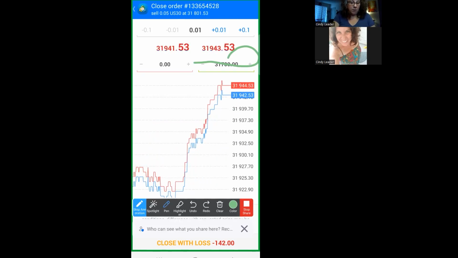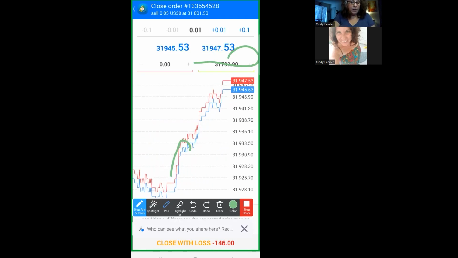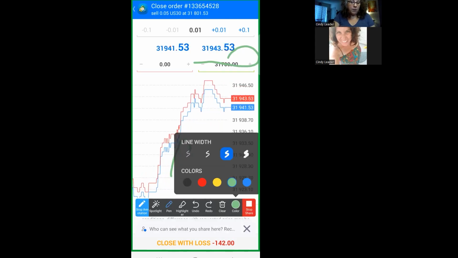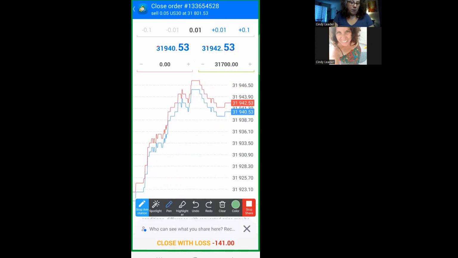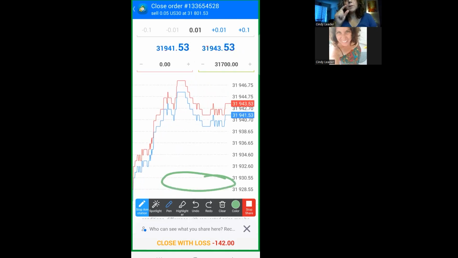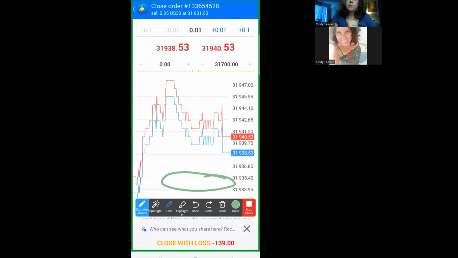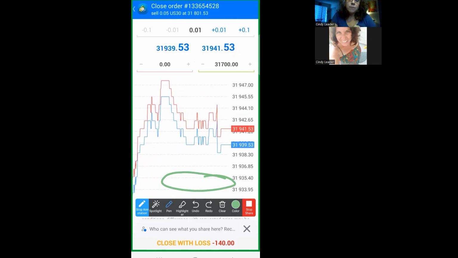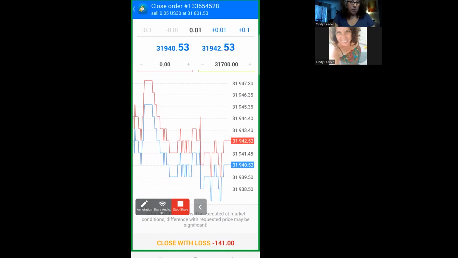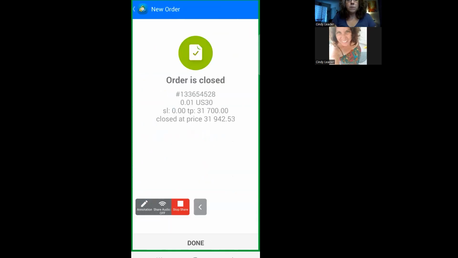So if you go to close it, you might want to wait till it comes back down somewhere down here, but it's going up. So my loss is getting bigger. Even at the smallest amount that I can take, a 0.01, my loss is getting bigger. So let's close this bad boy.